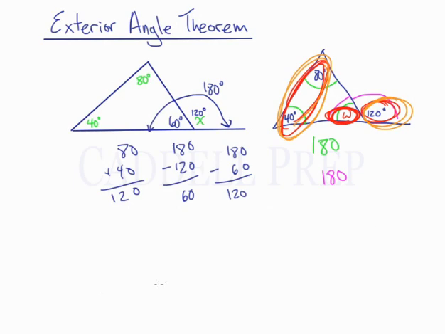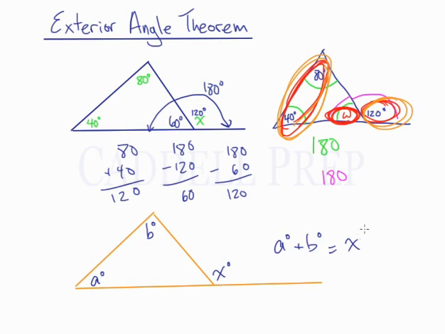So our exterior angle theorem is simply that the exterior angle of a triangle is the sum of the other two angles. So we have A degrees here, B degrees, and we'll call this x degrees. So the sum of these two has to equal this. A plus B equals x. The exterior angle equals the sum of the other two interior angles.